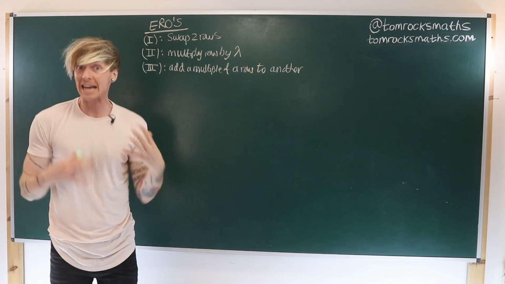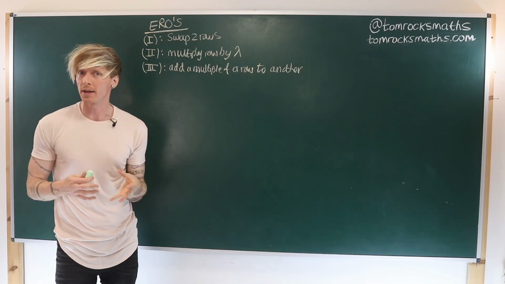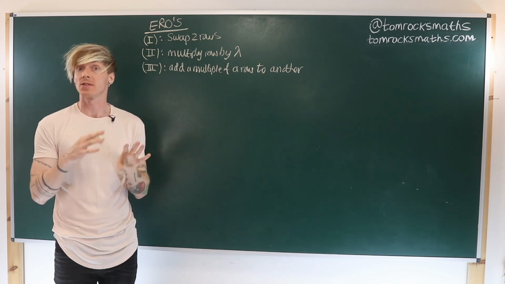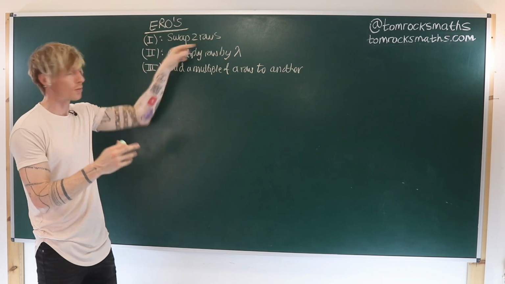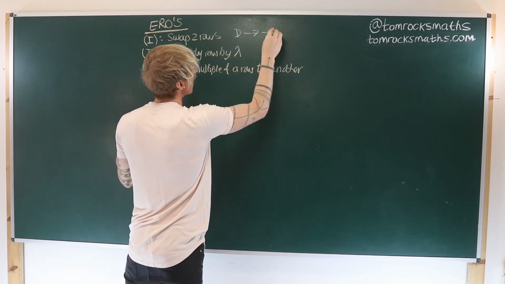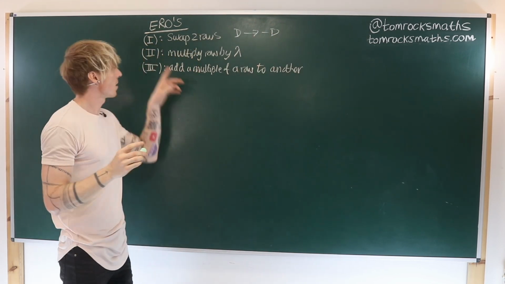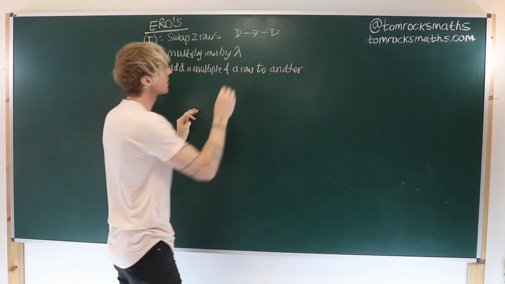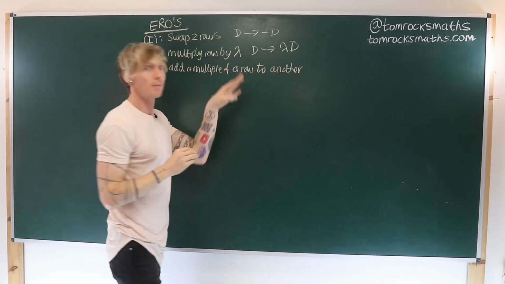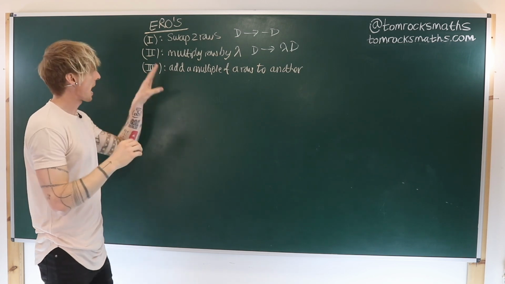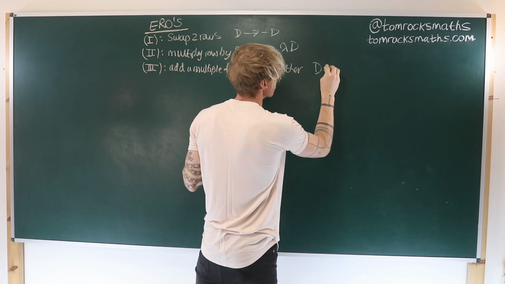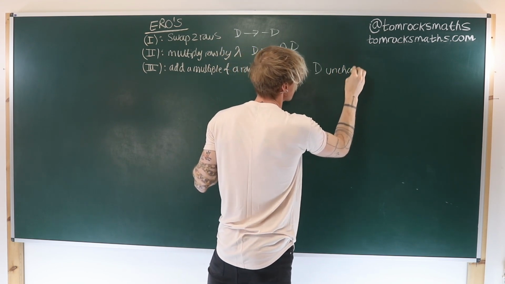So putting this all together, we can conclude the following in terms of how each elementary row operation affects the determinant. If we swap 2 rows, then our determinant D goes to -D. If we multiply a row by lambda, then we know that D goes to lambda D. We multiply by the same factor. And if we add a multiple of a row to another, D actually is unchanged. So it just goes to itself.